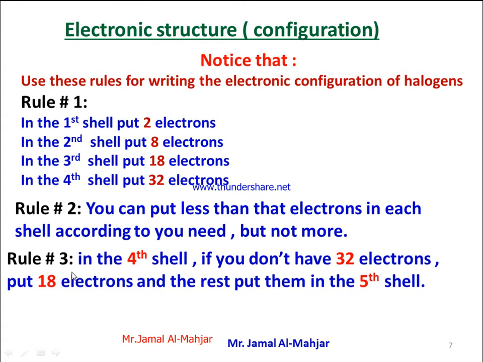Rule number 3. In the fourth shell, if you don't have 32 electrons, in this case you have to put 18 electrons, and the rest of them you have to put in the fifth shell. We explain this one with examples.